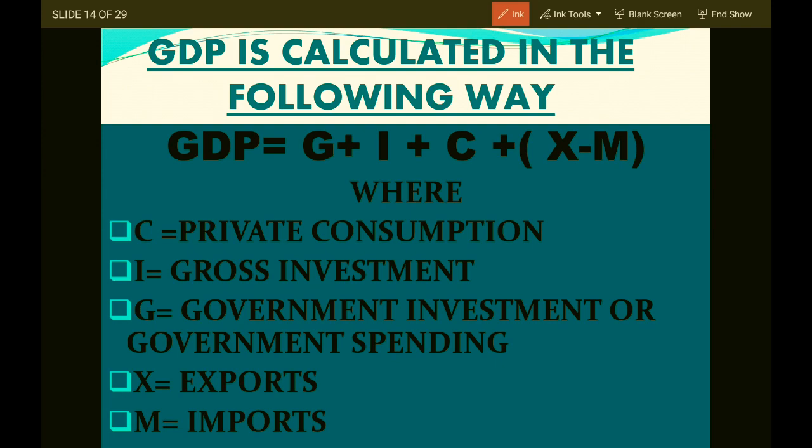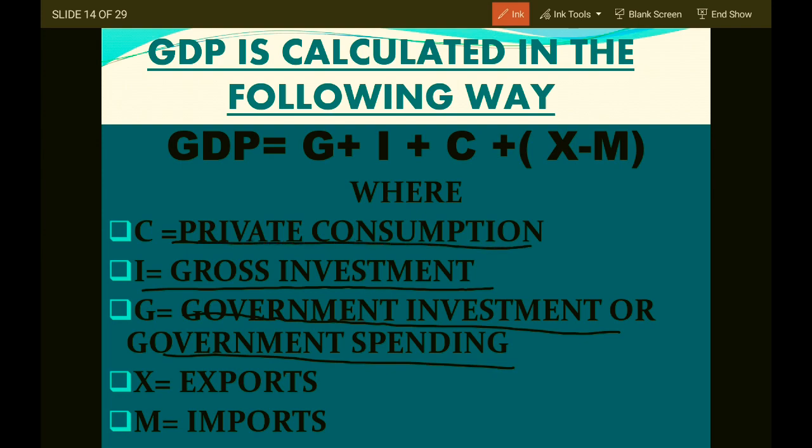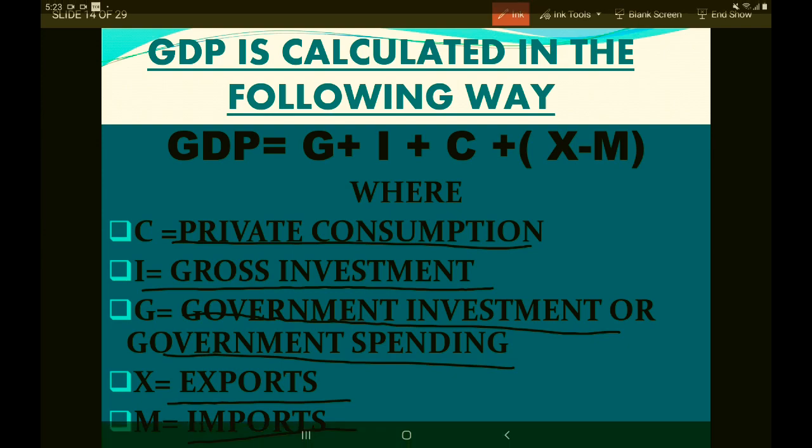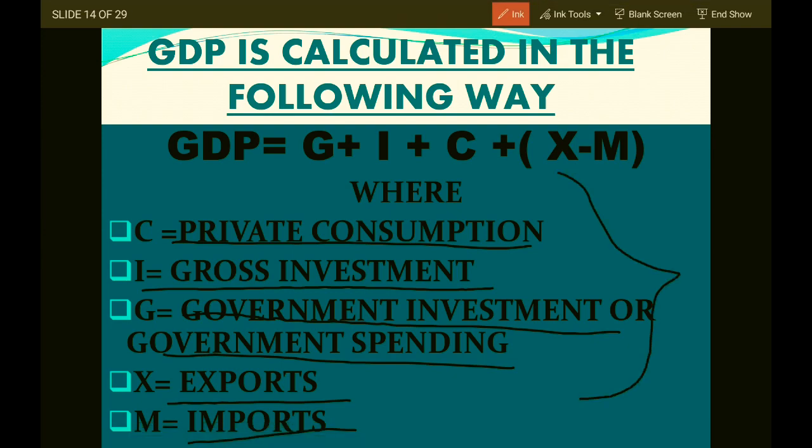GDP is concerned with G plus I plus C plus X minus M. What is G? G, government investment or government spending. What is I? Gross investment. What is C? Private consumption. What is X? Export. What is M? Import. This is basically the formula which you have to memorize. Okay. G is referred to as government investment. This is investment made by the government. I refers to gross investment. C refers to private consumption. X refers to export. M refers to import.